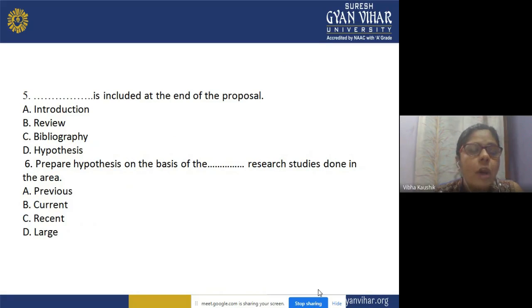The fifth one: dash is included at the end of the proposal. A, introduction, B, review, C, bibliography, or D, hypothesis. What should be included at the end of the proposal? It is bibliography. So the correct answer is C.